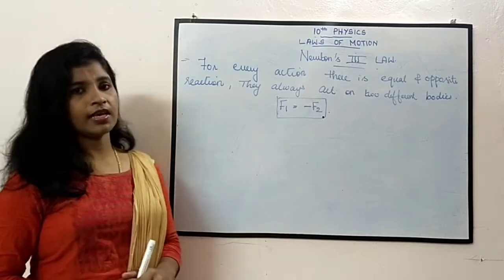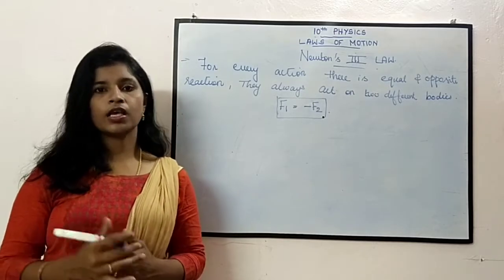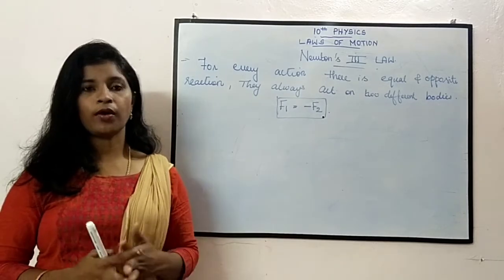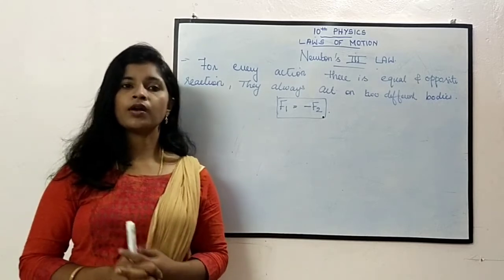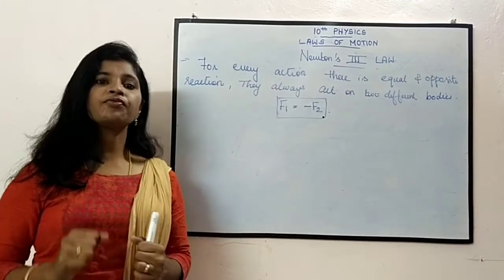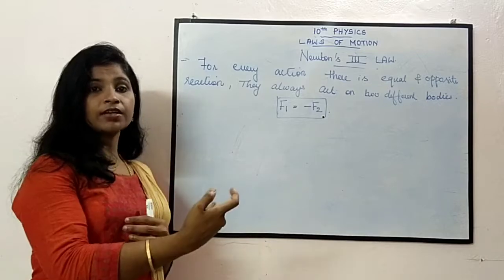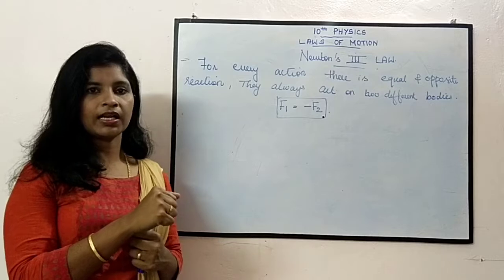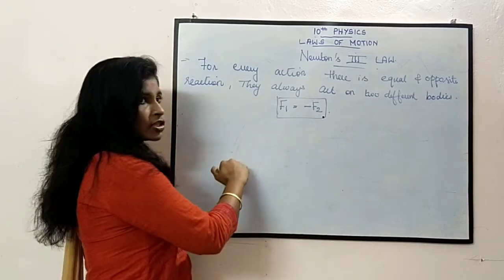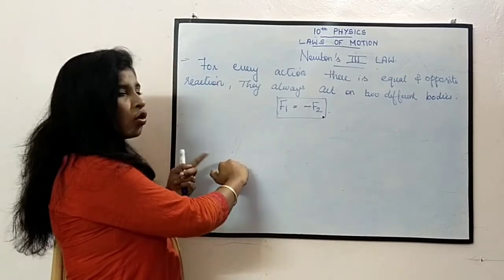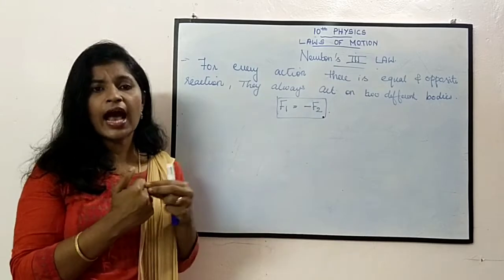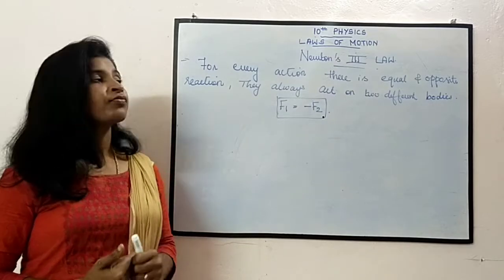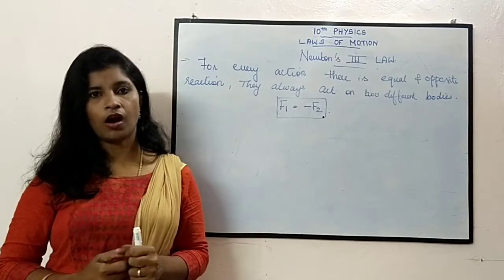So what does this law say? For every action there is an equal and opposite reaction. When you start this unit, I have told about this Newton's third law. If I give a force on some object, that object will also exert a force on me. Suppose I am hitting this board, what happens? This board will also exert a force, because my hand is also paining. So it is also exerting a force on me. That is called Newton's third law of motion.